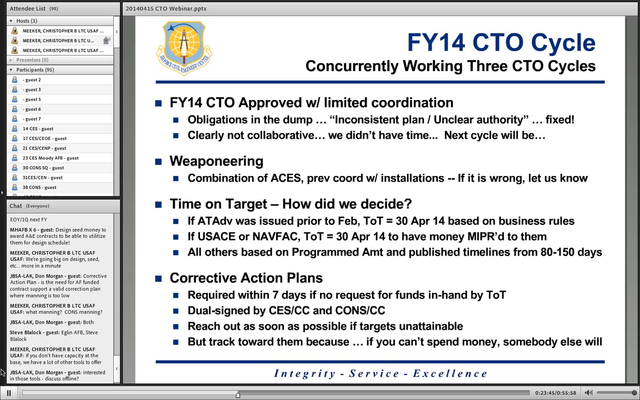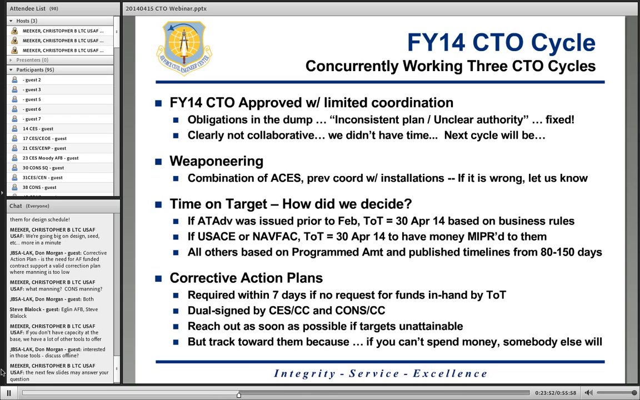So the corrective action plan piece of that. If you can't get there, we want a corrective action plan within 7 days that is signed by the CE squadron commander as well as the contracting squadron commander, that says that we are both on board to executing this requirement by a date that is established out there. Again, we understand that some of those dates may not be reasonable or attainable. If that is the case, communicate with us, talk to us. Get the corrective action plan out there and let us know what your plan is to get it awarded, and when you, no kidding, will have it awarded. But we want you to track to those dates as best you can.